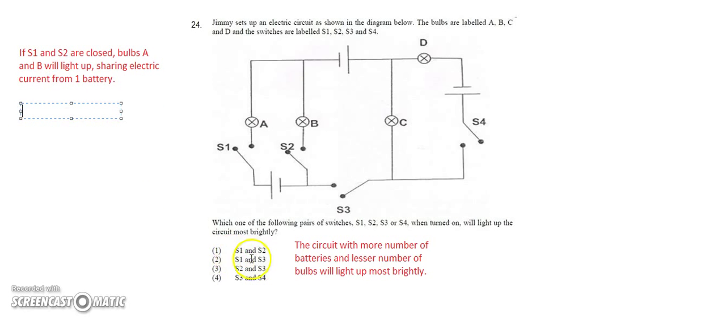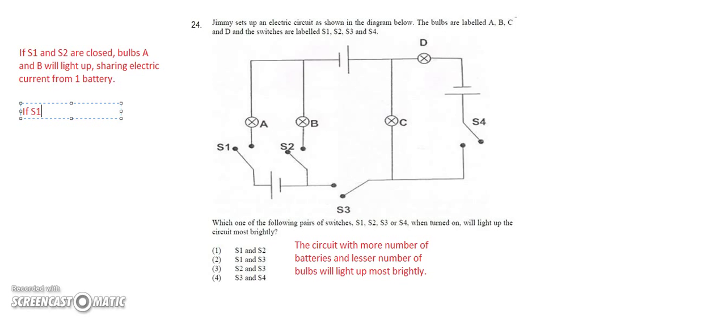What happens when switch 1 and switch 3 are closed? If you look at the diagram here, if switch 1 and switch 3 are closed, that means two batteries will be used. This battery here and this battery here. And the two batteries will light up bulbs A and C, since the electric current is flowing in a closed circuit like that. Okay, so again, two batteries, two bulbs. Let us make a note.